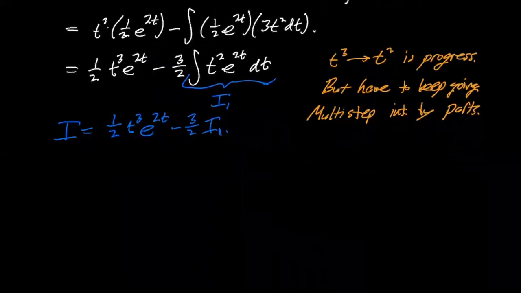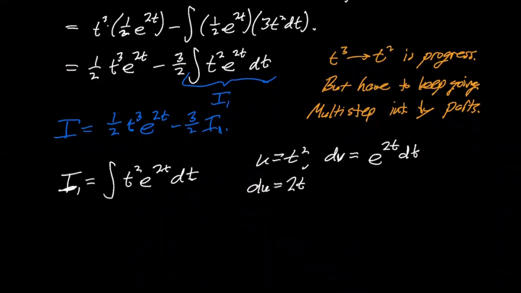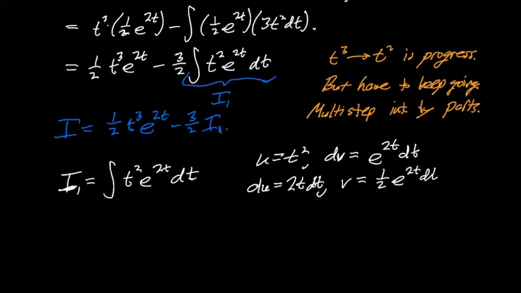So I1 is the integral of t squared e to the 2t. And then we do integration by parts again. So u is t squared, dv is e to the 2t dt. du, we differentiate, we get 2t dt. v, we anti-differentiate, we get 1/2 e to the 2t.